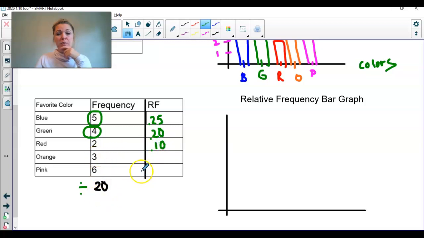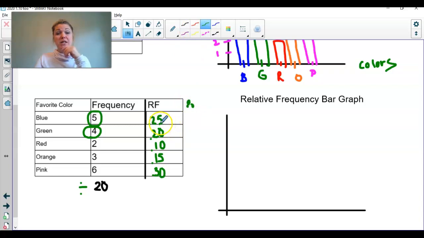3 divided by 20 gives me 0.15. And 6 divided by 20 gives me 0.30. Now this is the rate or the proportion of the 20 people that like these certain colors. What we can do then is change it to percentage.